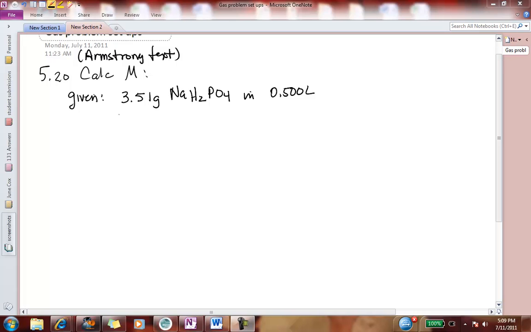Well, what's actually in your solution? You want to get molarity. And molarity is moles of solute per liter of solution. Let me get that right. Per liter of solution. And that's what the 0.5 liters represents. It represents the entire solution. So we know the volume of the solution.